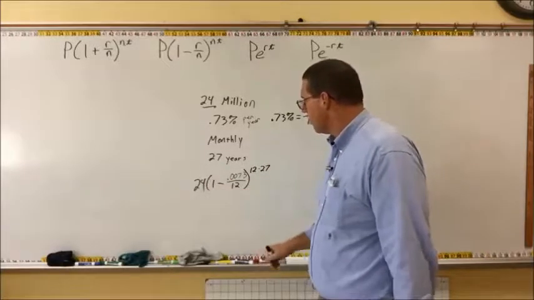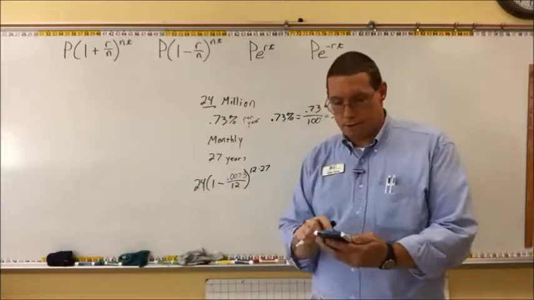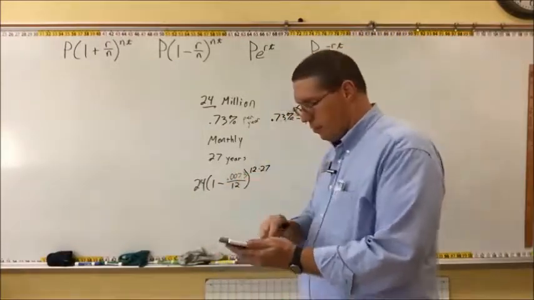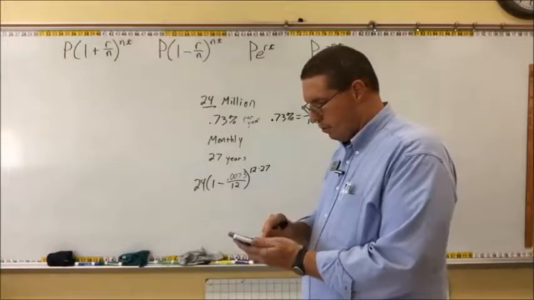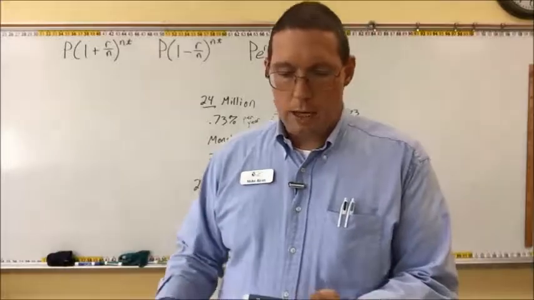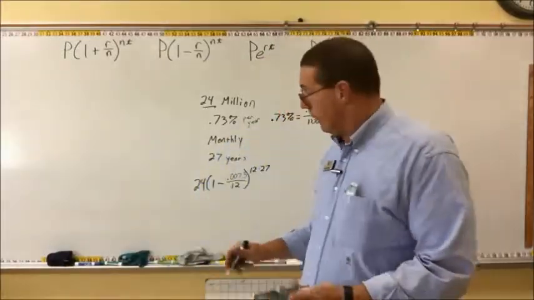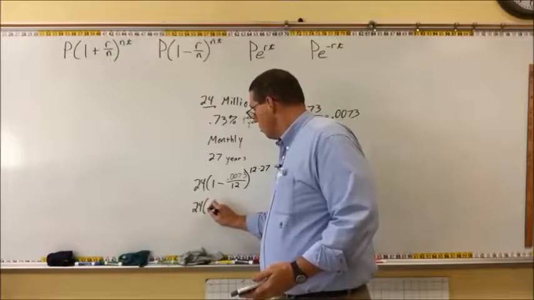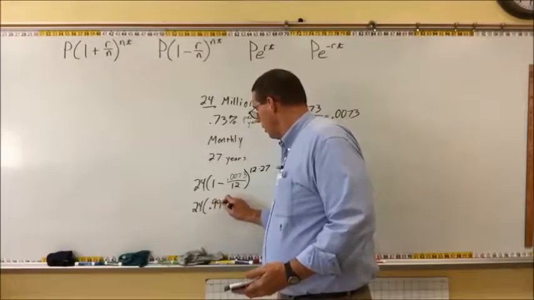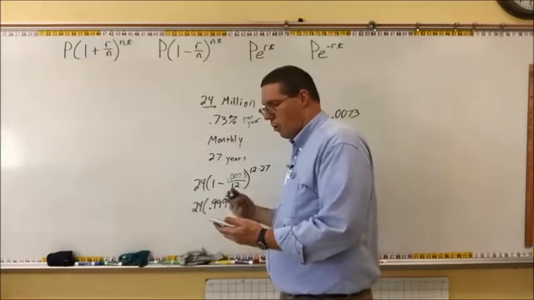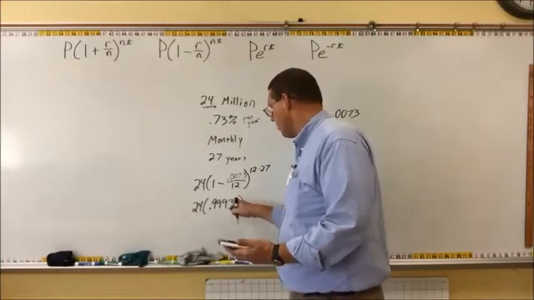So let's simplify this a little bit. Let's put in 1 minus 0.0073 divided by 12. And I get 0.99939. So 24 times 0.99939. And there's also a 1667, but we can stop at this point.